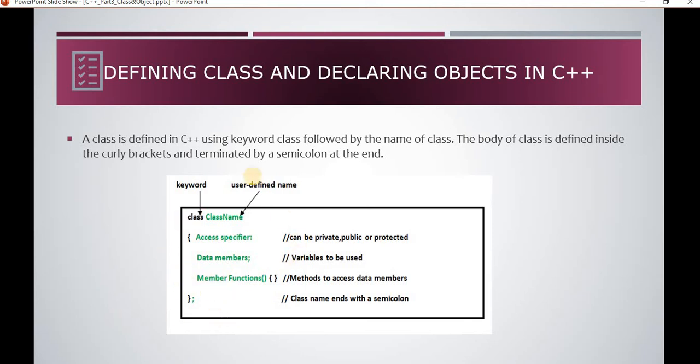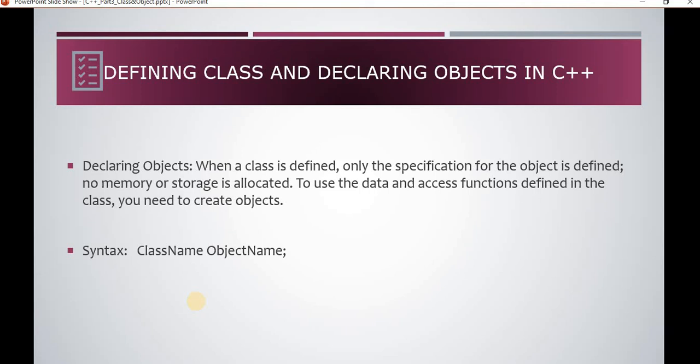After that you can define your data members and member functions. So these are the data members and member functions, and at the end, when you end the class, you need to give the semicolon which says that the class has ended. And to define an object, you have to give the class name you have given, and the object name you want to give. You can give any object name, and in that way you can declare your object.